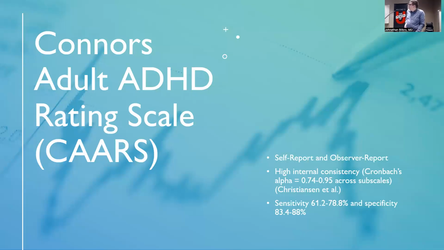And then I also wanted to include the Conners Adult ADHD Rating Scale, or CAARS. I mentioned earlier that I did some training in an ADHD specialty clinic in residency, and this was the screening instrument that we used there. I guess the downside of this one is that it's not free, so you can't just go on the internet and find a CAARS to give to your patients. So there is a fee associated with it. But what I liked about this scale when we used it in that clinic was that it has both a self-report and an observer report, so you get some more information from perhaps a spouse or a parent.